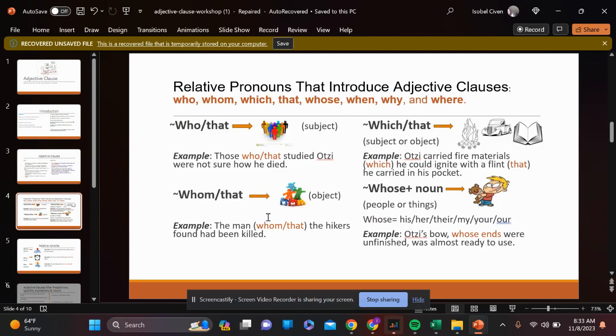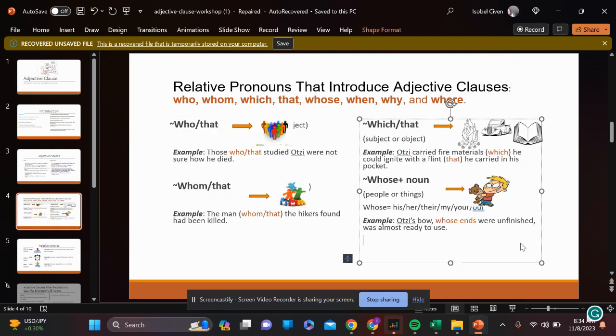Relative pronouns introduce adjective clauses, and these are who and that, which are used for a subject, which or that, which is used for a subject or object, and whom and that. Whom is formal. It is used for the object noun, and whose is used for a possessive noun. It substitutes for his, her, their, my, your, and our. For example, Otzi's bow, whose ends were unfinished, was almost ready to use.